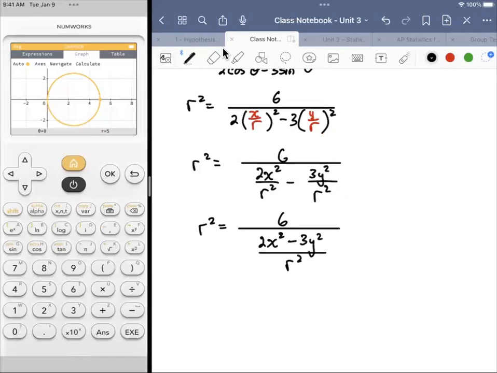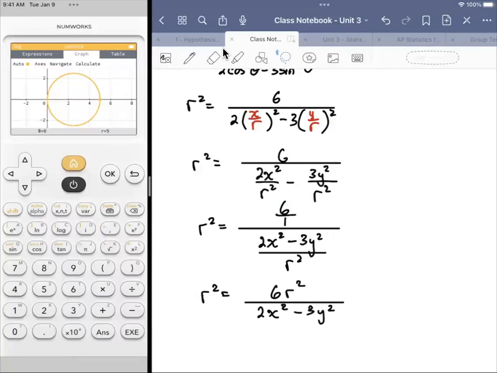Little keep change flip action. This 6 I could think of, I'm just going to kind of elevate it. Make that a 6 over 1. Little keep change flip makes this 6r squared over 2x squared minus 3y squared. I have a common r squared on both sides of the equation. So I can divide both sides of the equation by r squared.